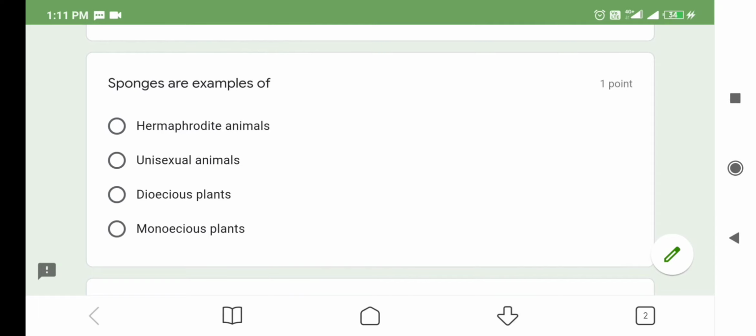There are certain animals that are bisexual in nature. They possess both male and female reproductive organs. They are called hermaphrodite animals. Examples: earthworms, sponges, tapeworms and leeches. So here, sponges are examples of hermaphrodite animals.